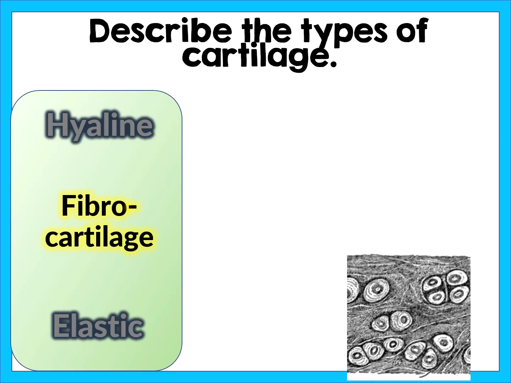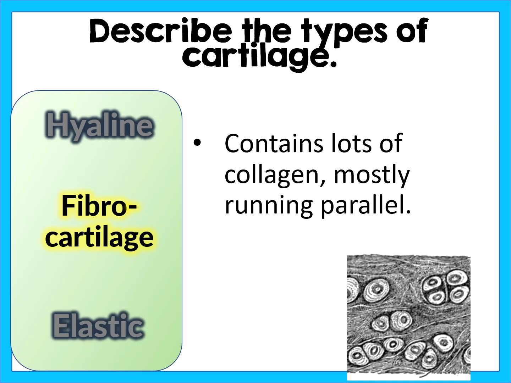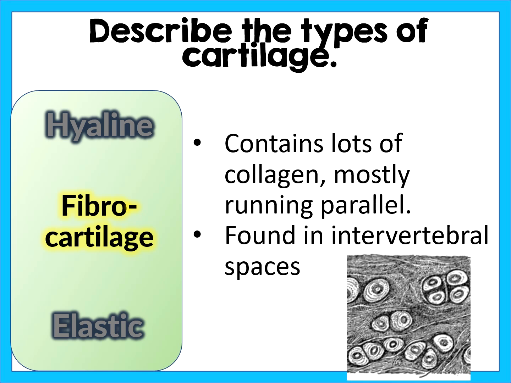Fibrocartilage is going to look very similar to hyaline cartilage, except now we're going to see lots of those collagen fibers. Those fibers are mostly going to be running in parallel, but there are going to be some swerves as they go around the lacuna. The most common place that we're going to find this fibrocartilage is in the intervertebral spaces, the space between your vertebrae.